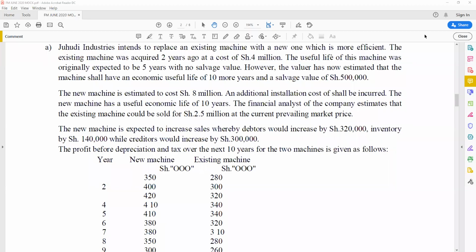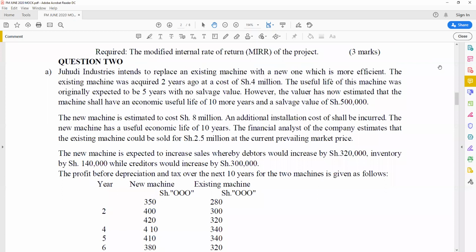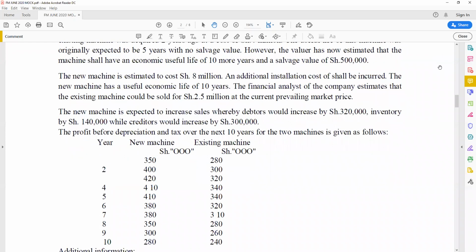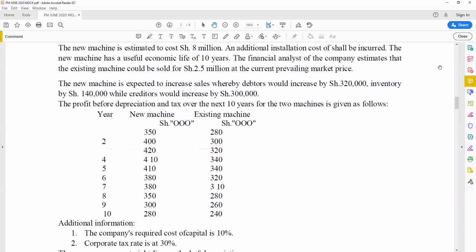Okay, I presuppose that you have gone through the question. Someone is telling me that the question this Juhudi illustrates is from the May 2019 question 4B. So you can refer to it. Thank you.